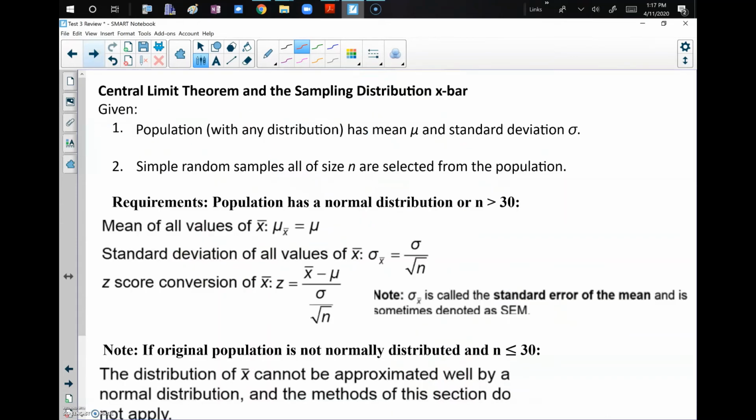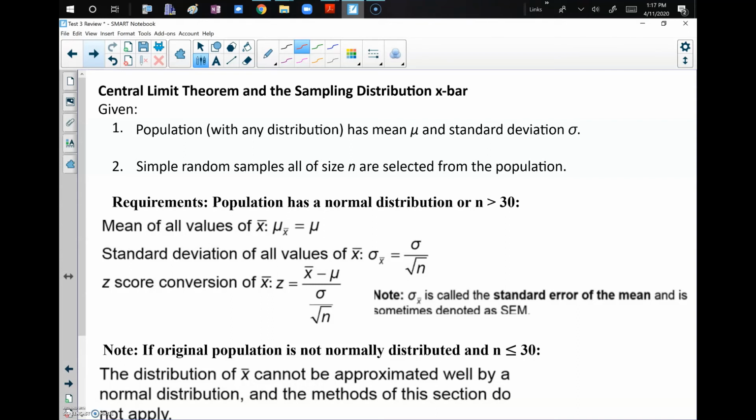Now looking at section 6.4, they introduced the central limit theorem and how we can use that for sampling from a larger distribution. So here there are some given criteria we want to be aware of.